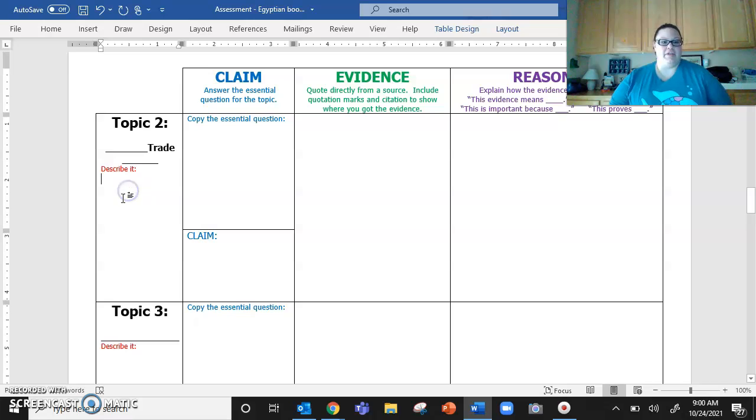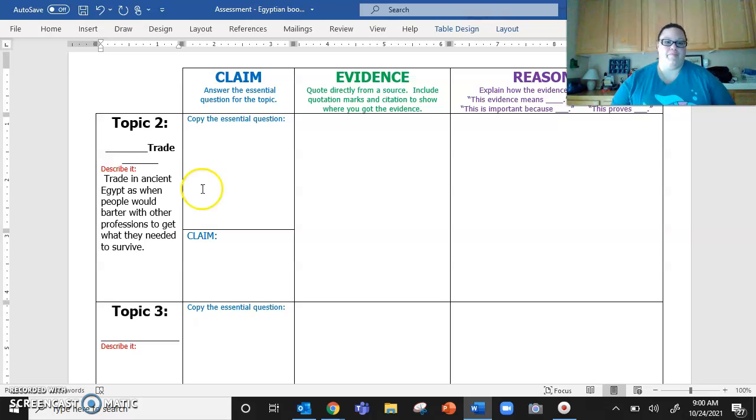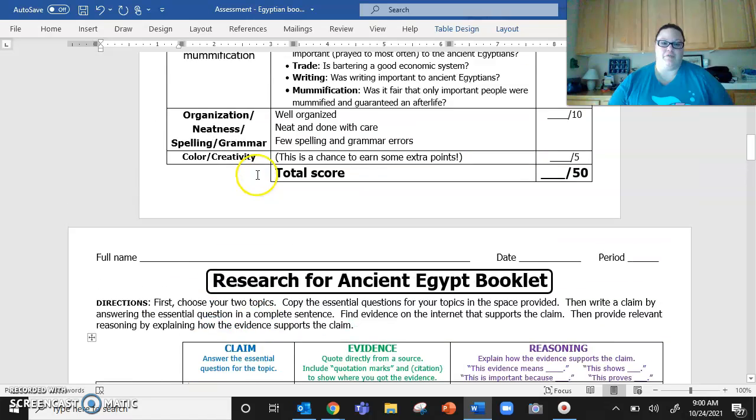And then down here in this space, I'm going to describe it. Trade in ancient, spell everything correctly, Egypt was when people would barter with other professions to get what they needed to survive. Okay? And then here in the claim column, I'm going to copy the essential question.